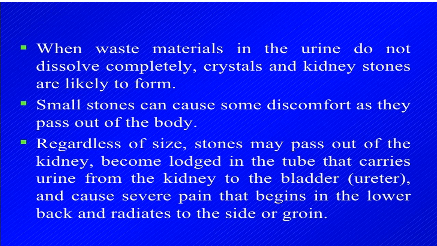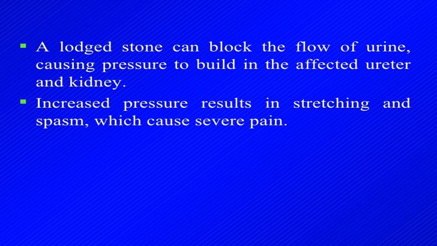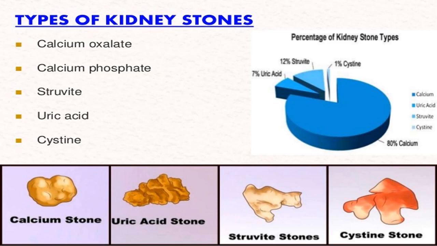And cause severe pain that begins in the lower back and radiates to the side or groin. A locked stone can block the flow of the urine, causing pressure to build in the affected ureter and kidney. Increased pressure results in stretching and spasm, which cause severe pain. Types of the kidney stone.